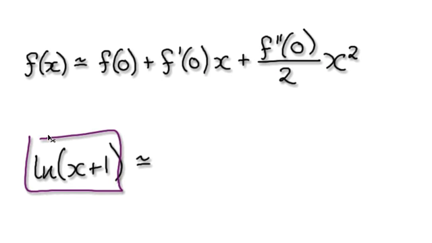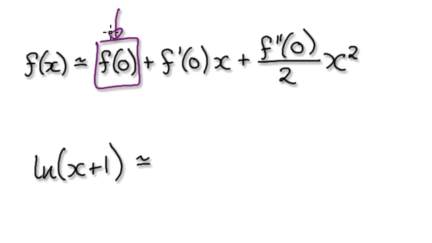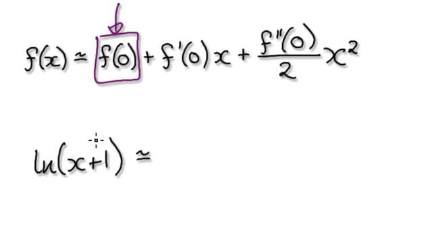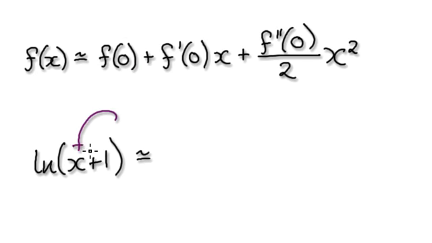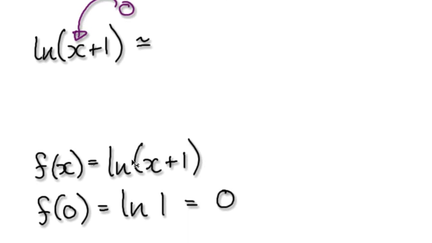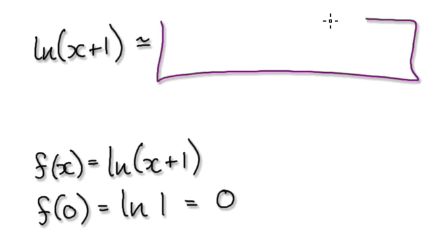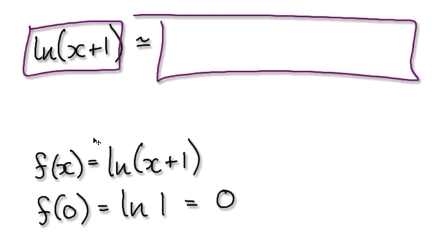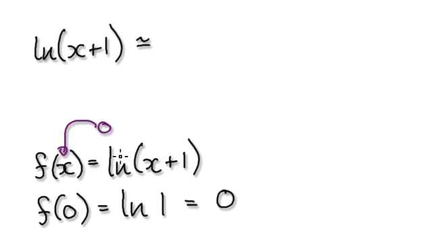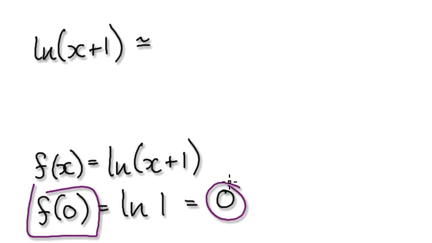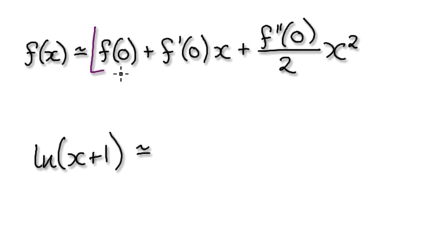Given this here, let's try and work out the quadratic approximation. First we need to evaluate this at x equals 0, so put 0 into here. Our aim is to work out the quadratic approximation for this. When you put 0 into here, it becomes 0. So f of 0 is 0.